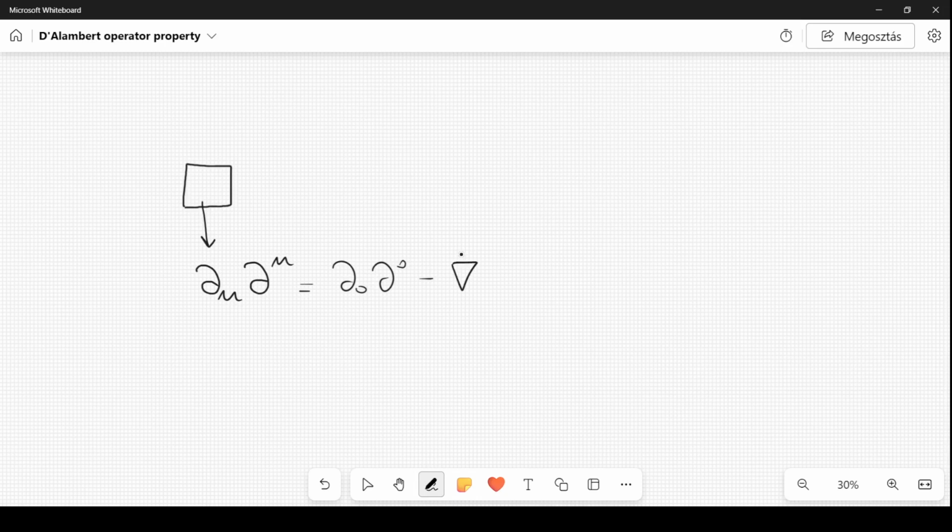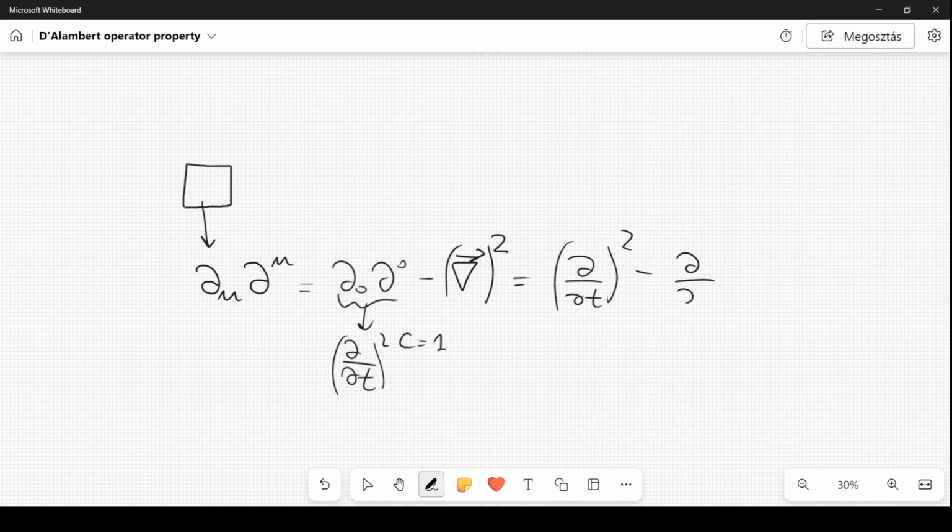So here you get minus, basically you get the del symbol squared, so it's the gradient squared, or if you want, the Laplacian in 3 dimensions. And this would be, if we assume that the speed of light is equal to 1, we can use units such that the speed of light is equal to 1, partial d over dt squared, right? And therefore this can also be written as d over dt squared minus d over dx squared minus d over dy squared minus d over dz squared.